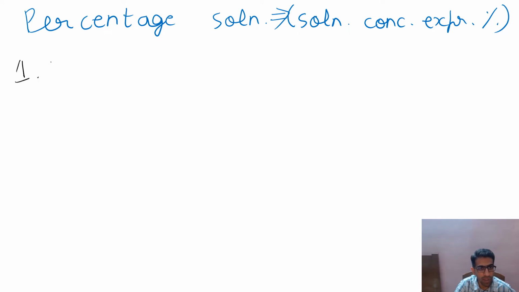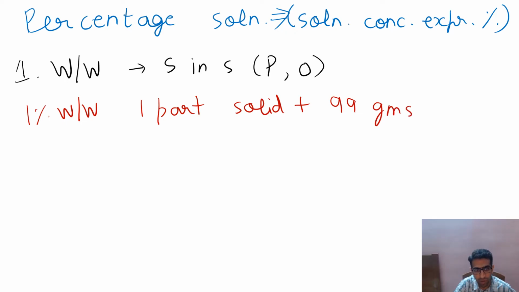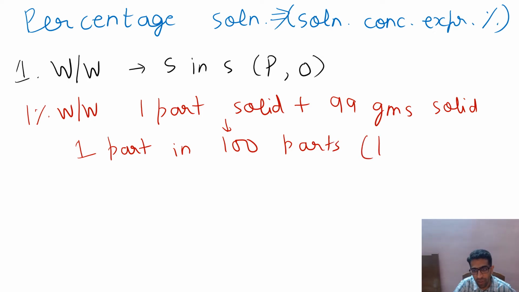First and the most important is weight in weight. This is basically used for solids in solids, like powders and ointments. So basically what we mean here, 1% weight by weight means 1 part of solid is mixed with 99 grams of another solid. This makes basically 1 part in 100 parts of the finished product, like 1 gram in 100 gram. Now I'll elaborate this and make it easier for you people with an example, a beautiful example.